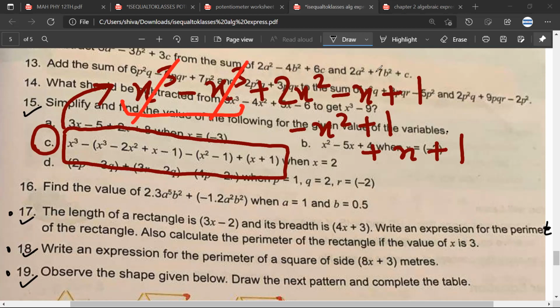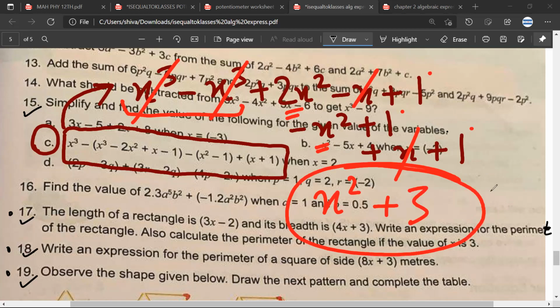Then I'll be able to cancel this minus x and this plus x. And there is 2x square minus x square, which will be x square. And then I'll add 1, 2, 3. This would be x square plus 3. Are you guys able to understand this or not?